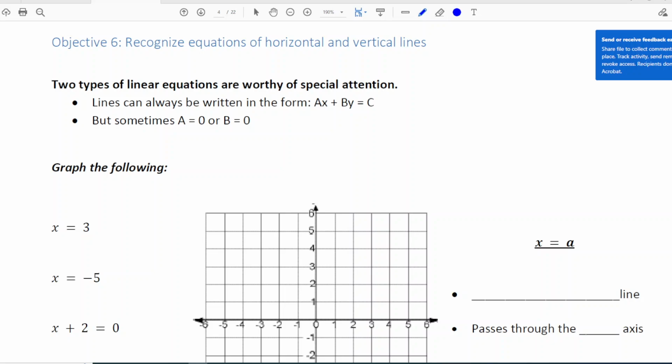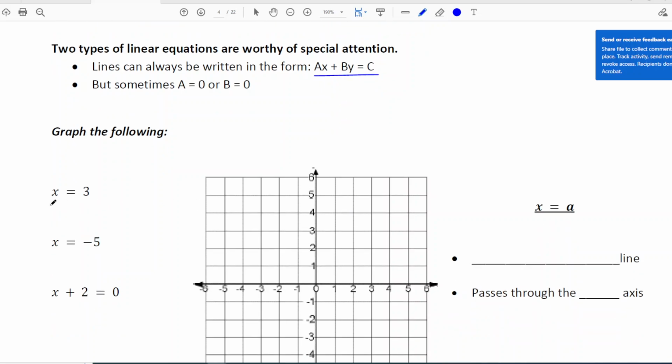Objective 6 is recognizing the equations of horizontal and vertical lines. Most lines that you will graph will be in two variables, 5x minus 2y equals 6, or something along those lines, where the a and the b are not 0. But technically, even if a or b are 0, it can still be a linear equation in two variables, which is kind of weird. If you look at an equation like x equals 3, it's missing the y.